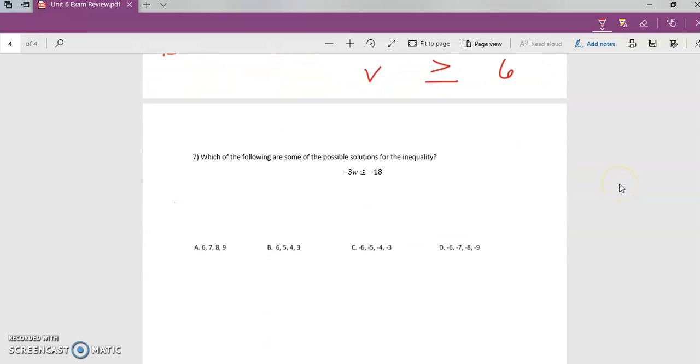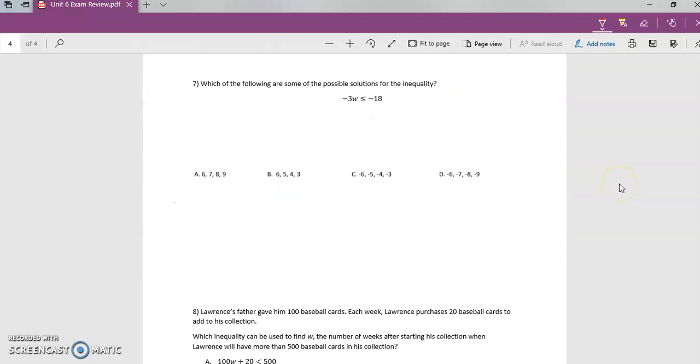Okay guys, so we're moving on to question number 7. It asks which of the following are some of the possible solutions for the inequality. So we have negative 3w less than or equal to negative 18. I see that I just have a coefficient here, it's a negative. So it's like I'm saying negative 3 times w.